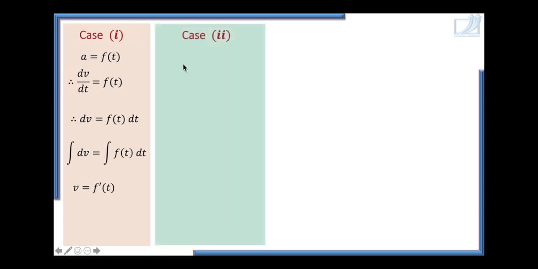Now the second case of variable acceleration, where acceleration is given as a function of position. Now if acceleration is given as a function of position, replace acceleration by v dv by dx, separate the variables and integrate it. This is how we integrate acceleration, by replacing it by v dv by dx. And after integration, you will get the relation between velocity and position. And if required, you can replace velocity by dx by dt and further integrate the expression to get the position time relation.